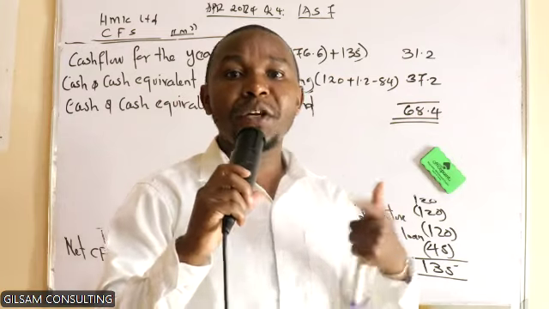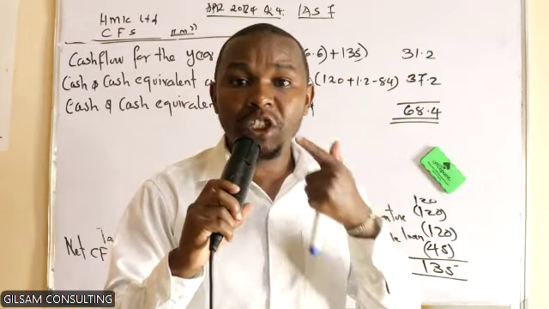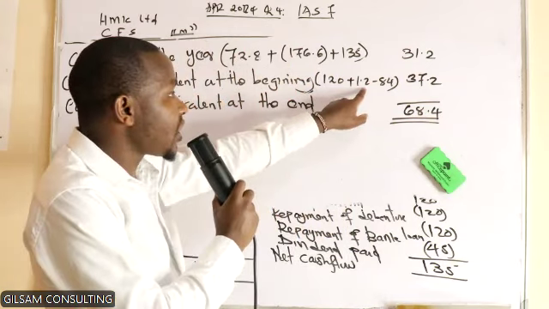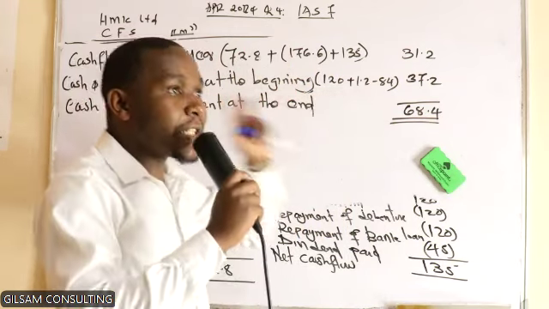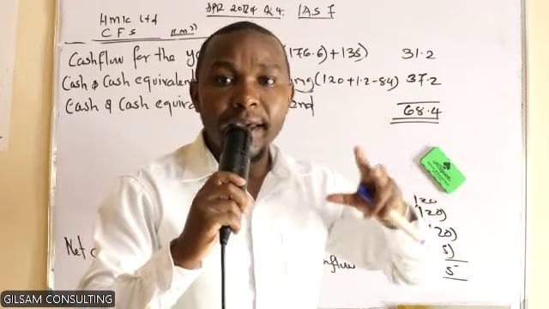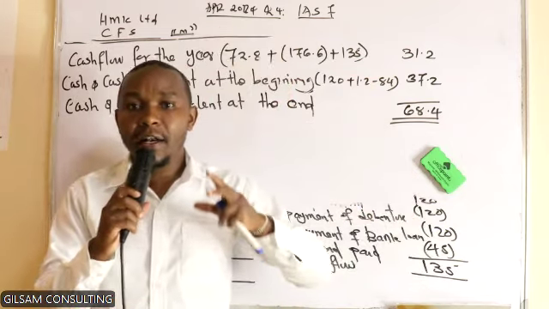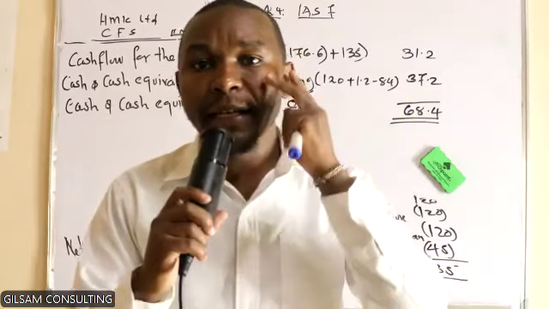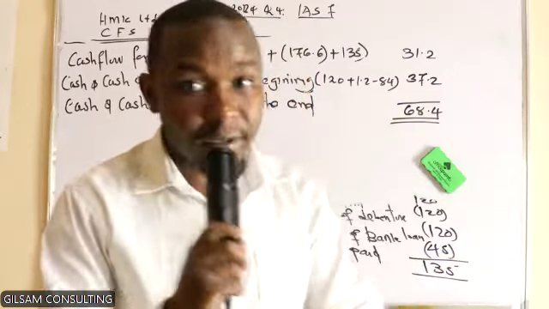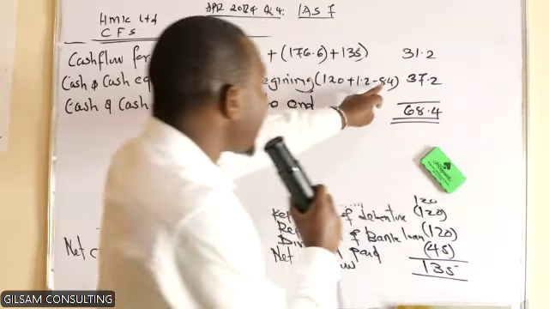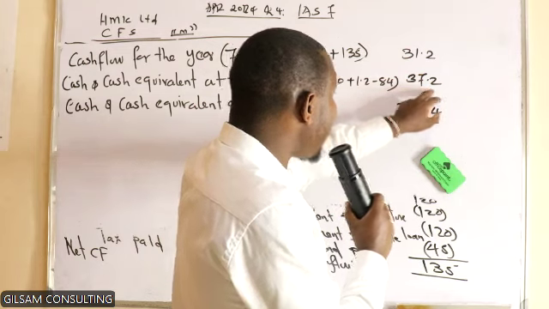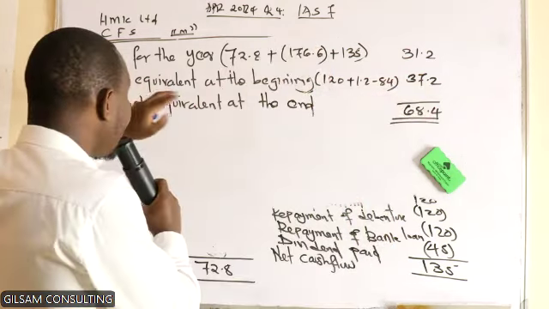And then we have 1.2 million as our cash in hand balance. So we add back that 1.2 million as cash in hand, and then we subtract the bank overdraft. Look at the bank overdraft under the current liabilities. We have 84 million as the bank overdraft. So we subtract that bank overdraft to get 37.2 million as the cash and cash equivalent at the beginning of the year.